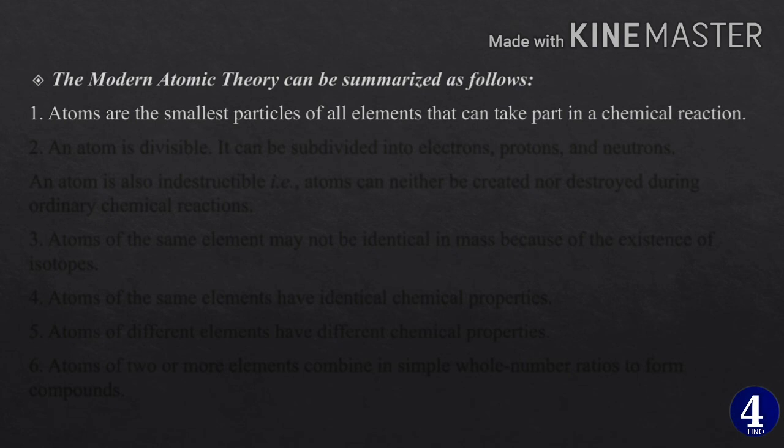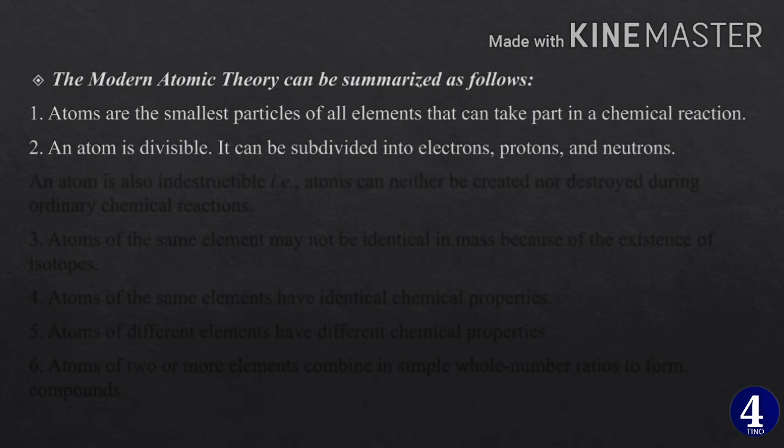That is similar to that of John Dalton's atomic theory. An atom is divisible. Yes, this is the basic difference between John Dalton's atomic theory and the modern atomic theory. John Dalton said that atoms are indivisible, but the modern atomic theory says that they are divisible into what? Into electrons, protons, and neutrons. These are the smallest particles which make up the atom. This is the conclusion of the modern atomic theory.